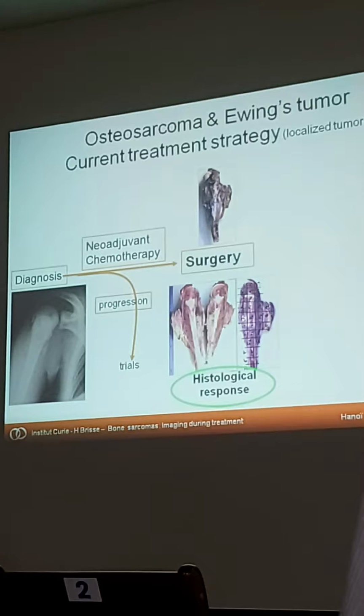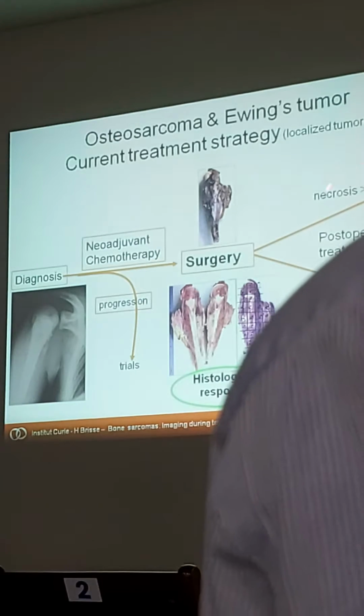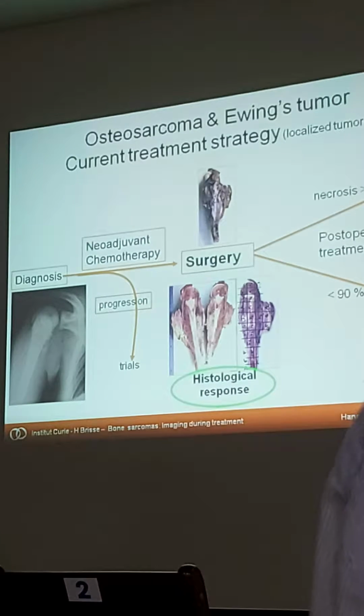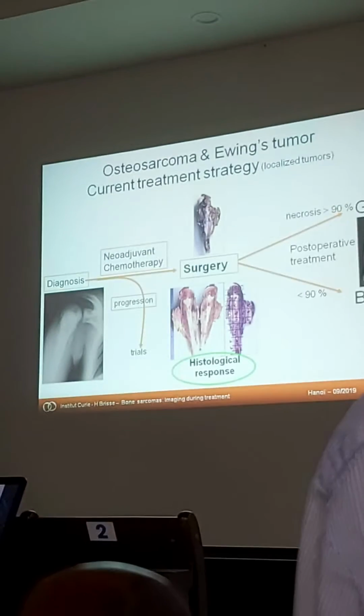So maybe it can be 70% of necrosis or more. And according to this ratio, the patient will be classified as a good responder or bad responder, and the threshold that is used is 90%. So good response means more than 90% of the tumor is necrotic.